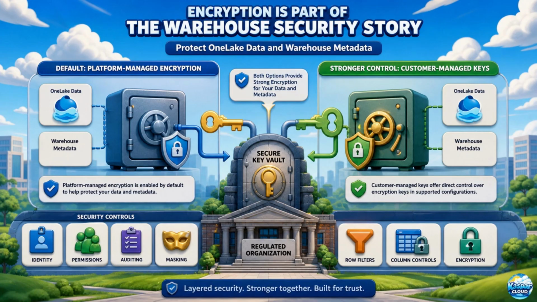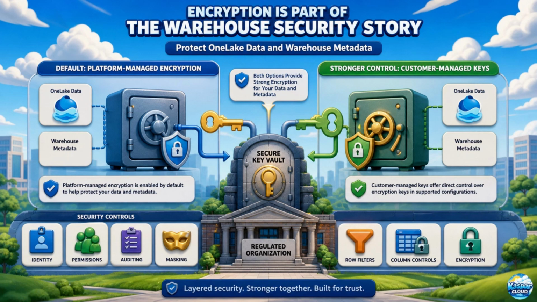Encryption is an important part of the overall Microsoft Fabric data warehouse security architecture. By default, Fabric uses Microsoft managed encryption mechanisms to protect data stored within the platform, including warehouse and OneLake storage layers. For organizations with stricter regulatory or compliance requirements, customer managed keys can be configured in supported environments to provide greater administrative control over encryption management.